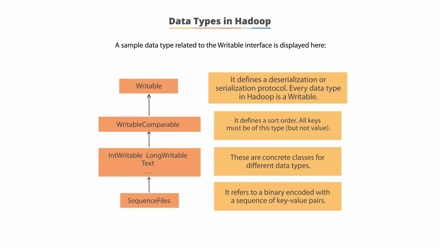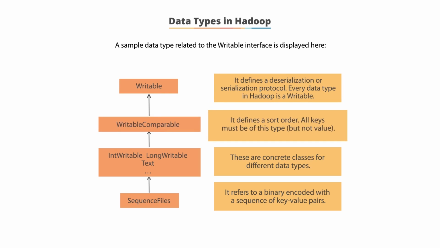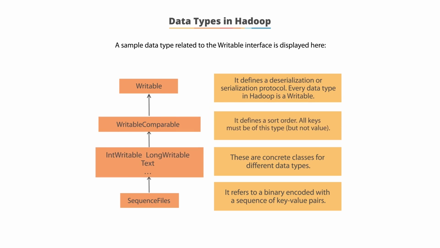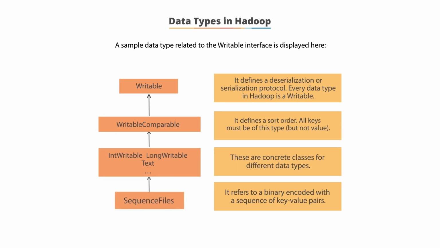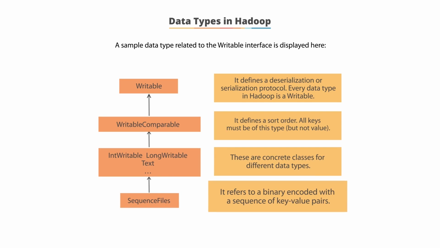Every data type in Hadoop is a Writable. WritableComparable will define your sort order. All keys must be of this type, but not values. Then IntWritable and LongWritable, and the various concrete classes that you'll define for your different data types. Lastly, sequence files refers to a binary encoding of a sequence of key value pairs.